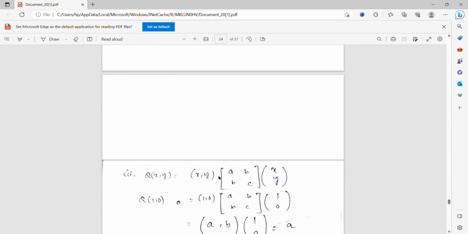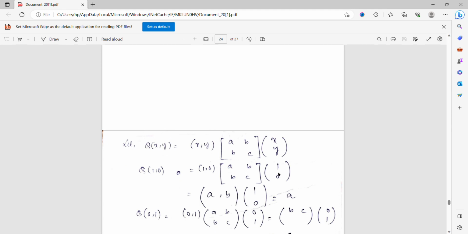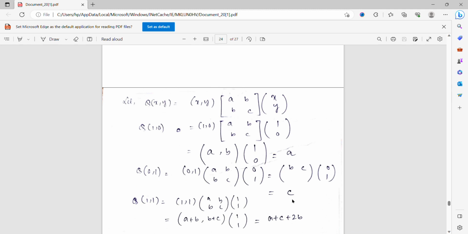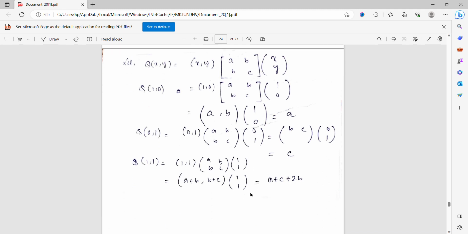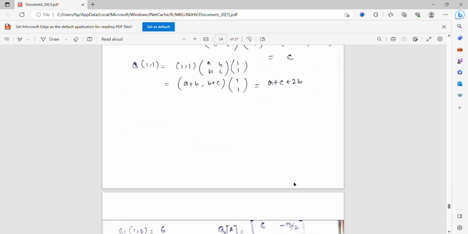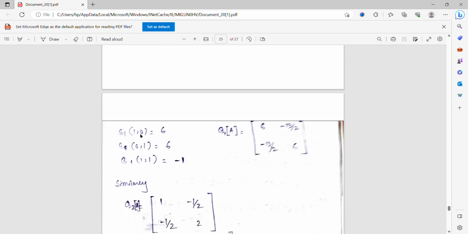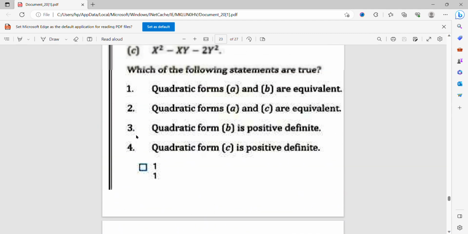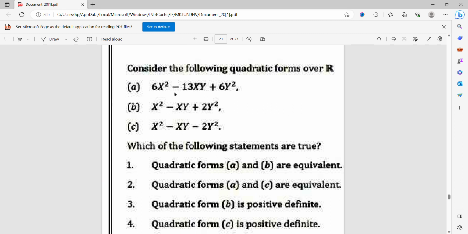I just take the quadratic form Q(x,y) as (x y) times the symmetric matrix [[a, b],[b, c]] times the vector (x y). Then Q(1,0) gives me a, and Q(0,1) gives me c, and Q(1,1) basically gives me a plus c plus 2b. Okay, I just write it down. You also don't need to do it. It's no problem.